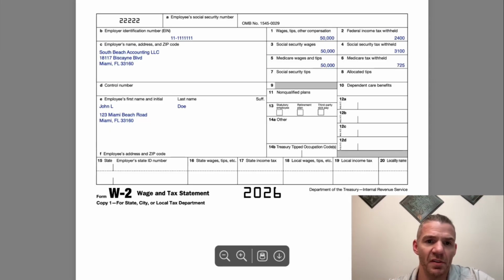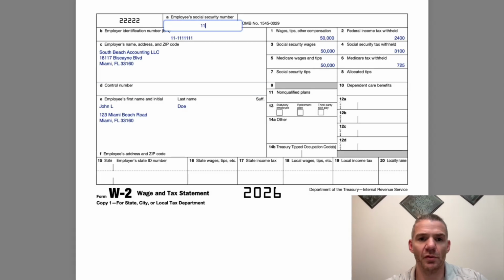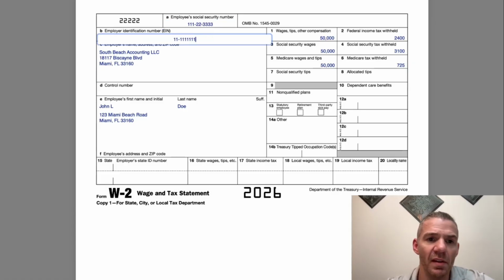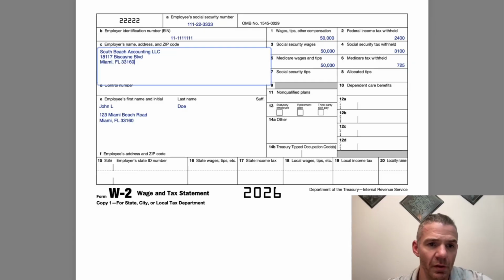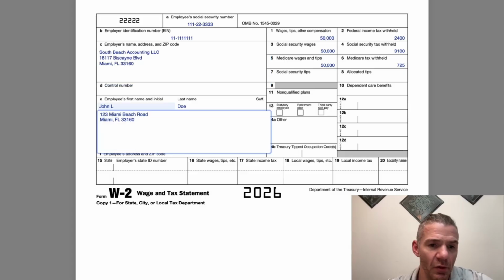So here I have just a sample W-2 statement. This is from South Beach Accounting. I did it for John Doe. So this is basically some of your information. Up here you're going to have a social security number, nothing too serious. The EIN, this is going to be provided by the employer, your employer's name, address, and zip code. And then your information should be right here.